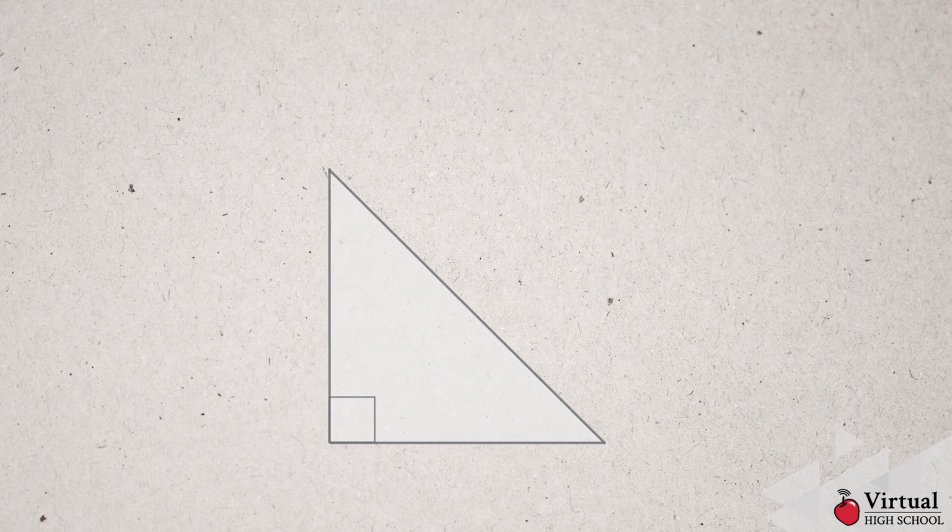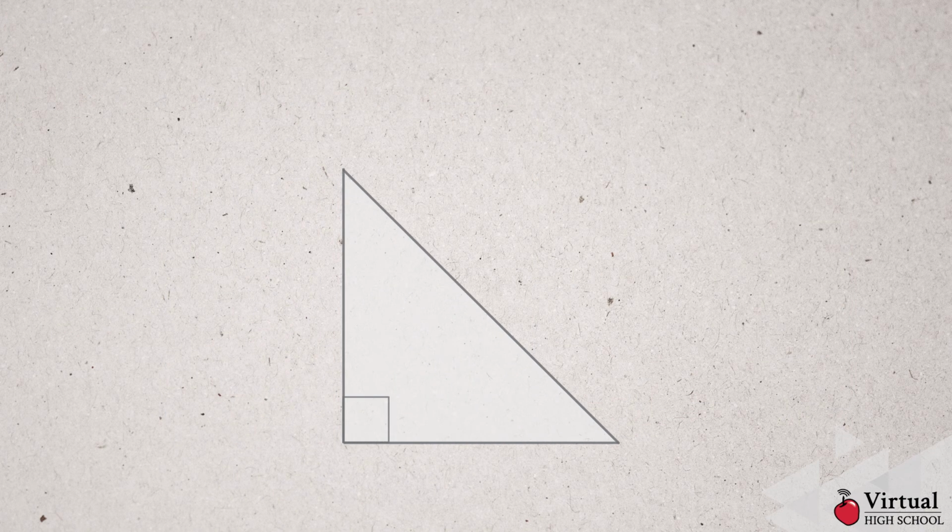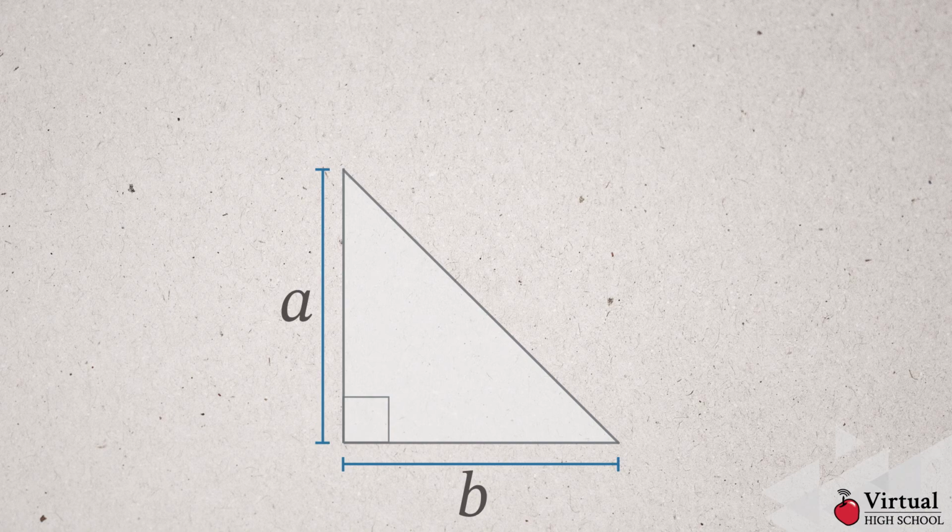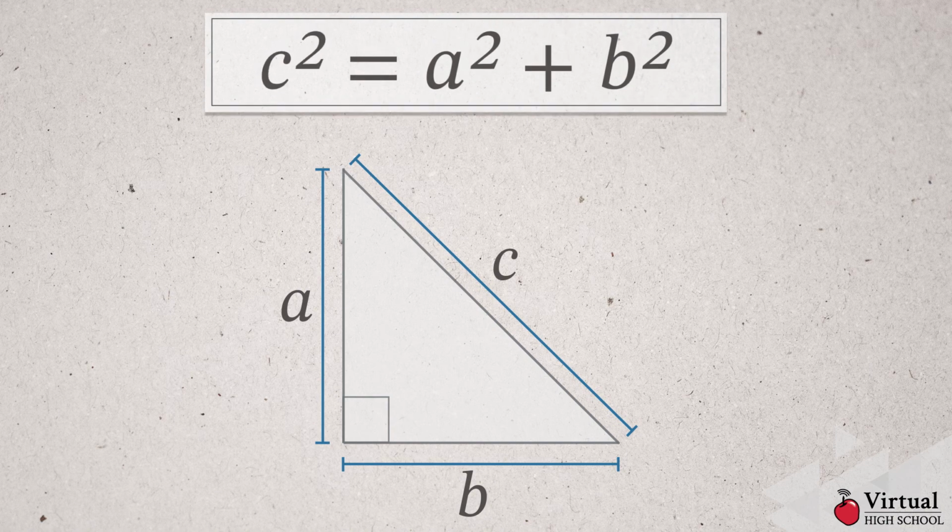Now you know how to use the Pythagorean theorem. Whenever you are working with right-angled triangles and are given two side lengths, you can always determine the third side length by remembering that the square of the hypotenuse is equal to the sum of the squares of the other two sides.